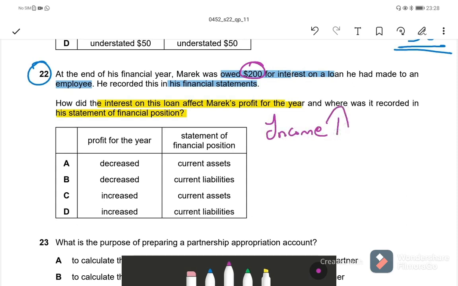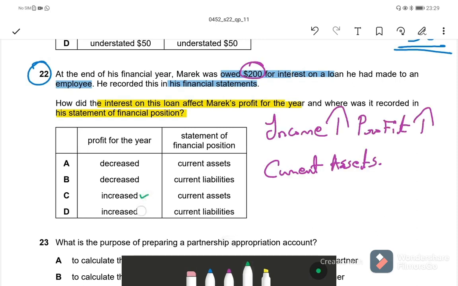Income will increase. Income increase means profit increase. Then when he receives the money, it goes to current assets. So the correct answer is profit increased, but current asset in the statement of financial position. The correct answer is option C.